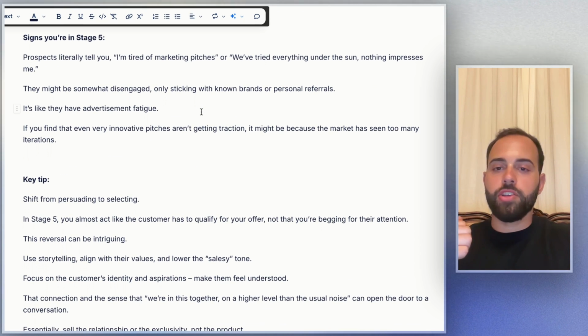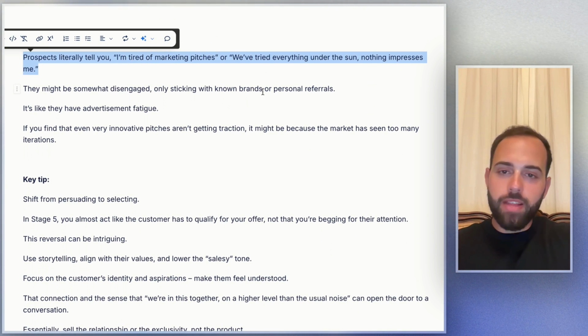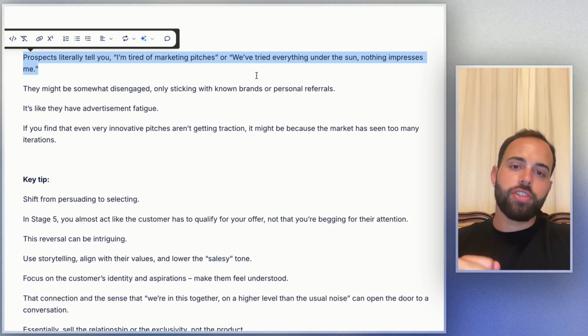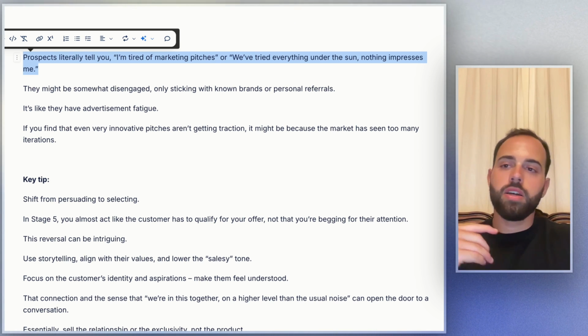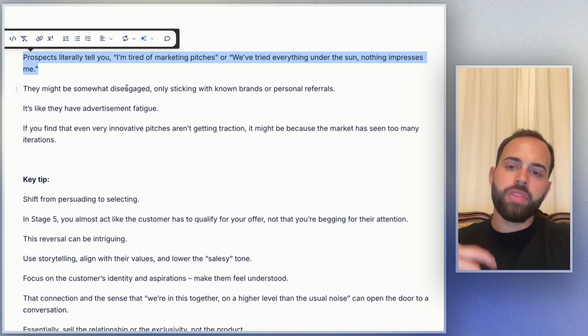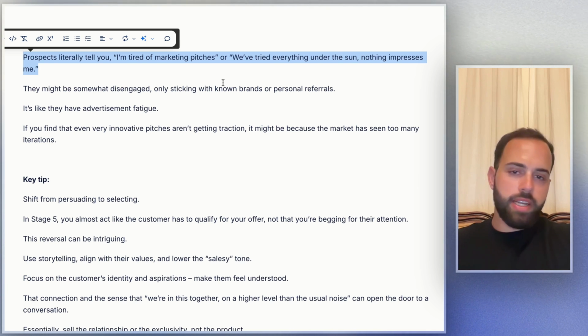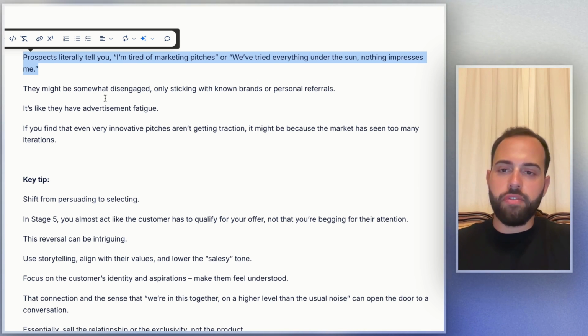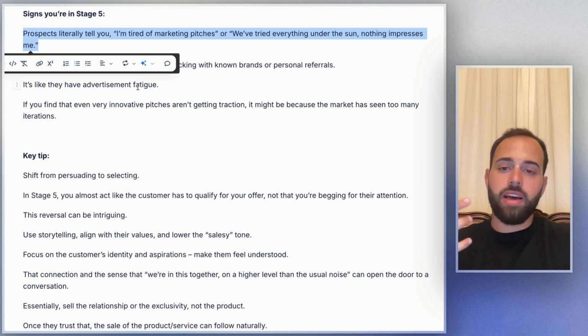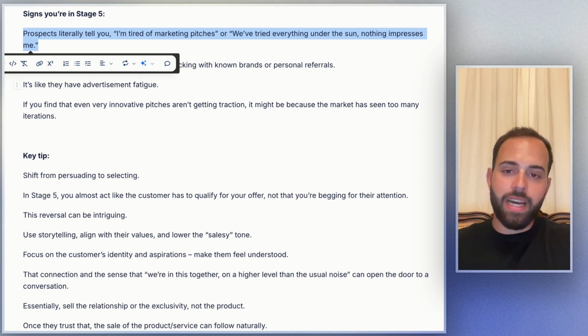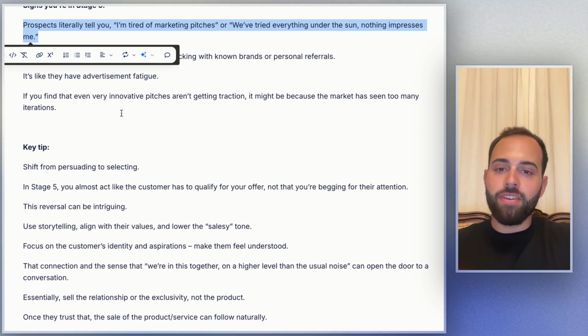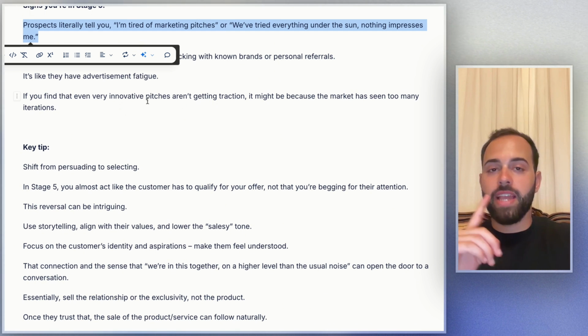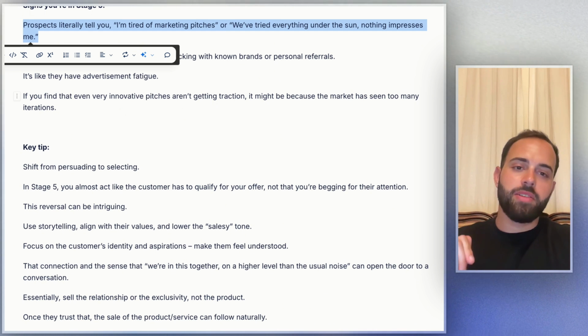So, a couple of signs that you're in stage 5. Prospects literally tell you, "I'm tired of marketing pitches. We've tried everything under the sun. Nothing impresses me anymore." They might be somewhat disengaged. They only stick with known brands or personal referrals. It's likely that they have advertisement fatigue. They don't want to listen to any adverts anymore. If you find that even very innovative pitches aren't getting traction, it might just be because the market has seen too many iterations.